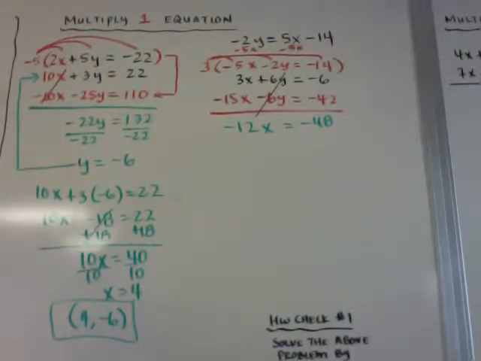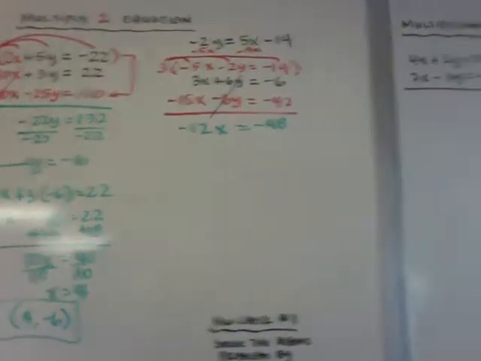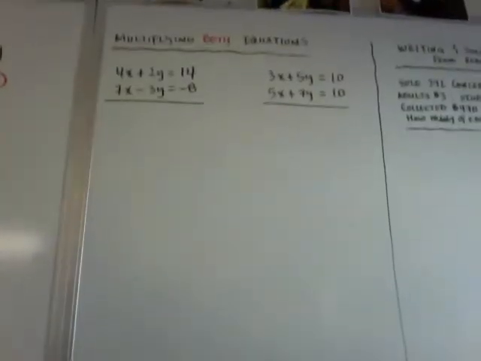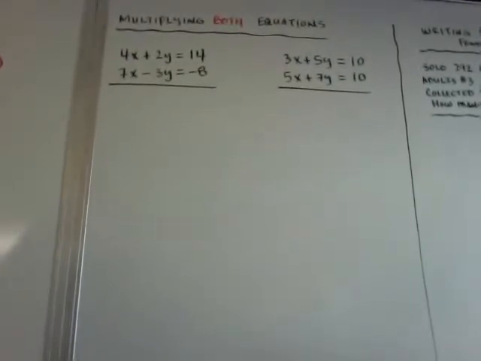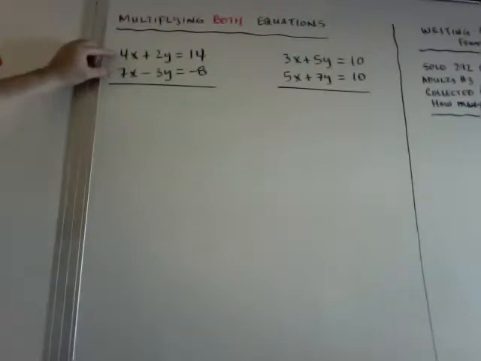Okay, you can hit pause and copy that down if you want. Here's where it gets a little more difficult. When you look at this example here, the 4 and the 7 are not multiples or factors of each other, and neither is 2 and 3.